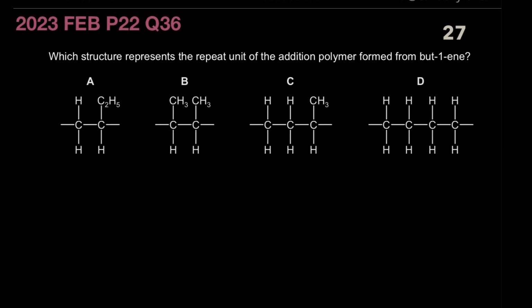Next, which structure represents the repeat unit of an addition polymer from but-1-ene? If it's but-1-ene, remember that's meth, eth, prop, but. So that's but-1-ene. How do I know this is but-1-ene? Because the double bond is between the first and second carbon. Therefore, it's going to be but-1-ene. If it were in the middle, then it would be but-2-ene.